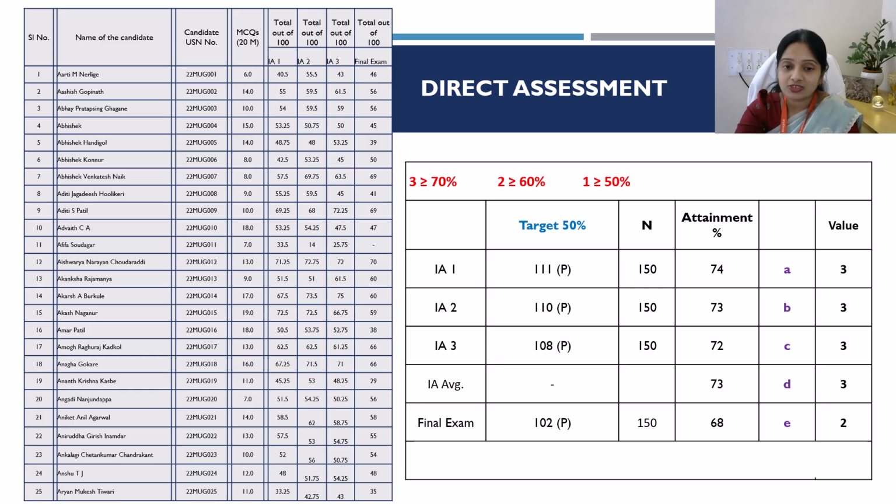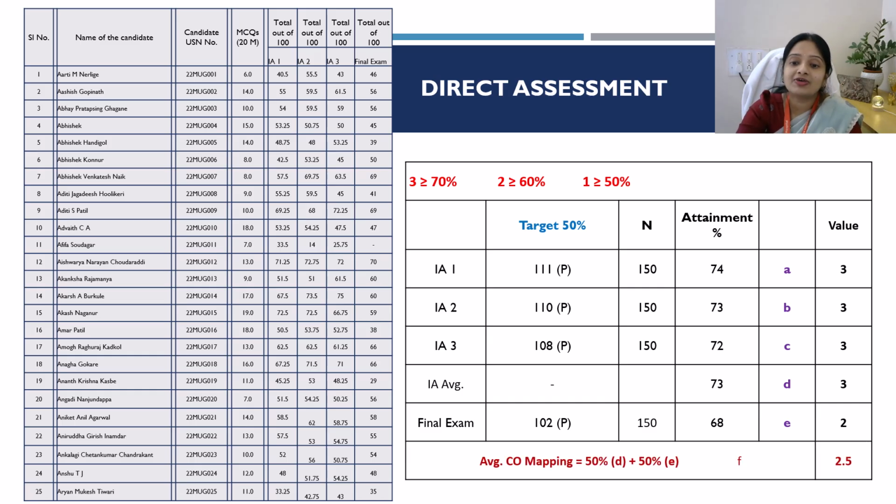Now in the next column, the final university exam. Here out of 150 students, 102 students scored more than target score, that is 68%. So 68% means now the value will be 2. Okay, so that will be our E. So we got A, B, C, D and E.